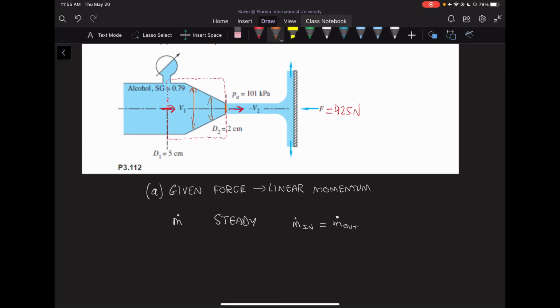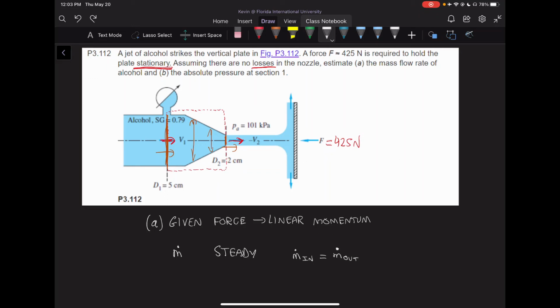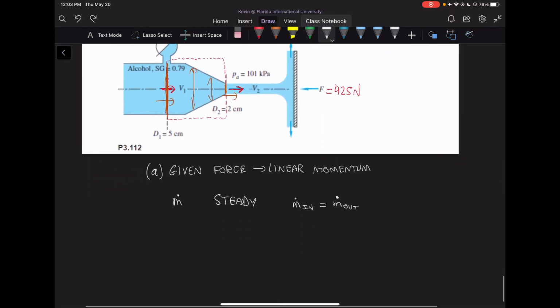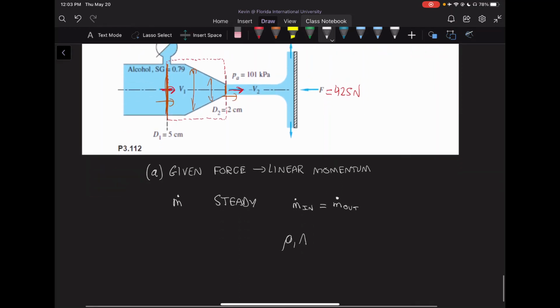The mass flow rate here and the mass flow rate here are going to be equivalent, because the mass flow rate into our system is equal to the mass flow rate out of our system. So we can write mass flow rate in equals mass flow rate out and see if we can figure out the problem. Looking at the mass flow rate into our control surface, we have rho 1 A1 V1, which is equal to rho 2 A2 V2.